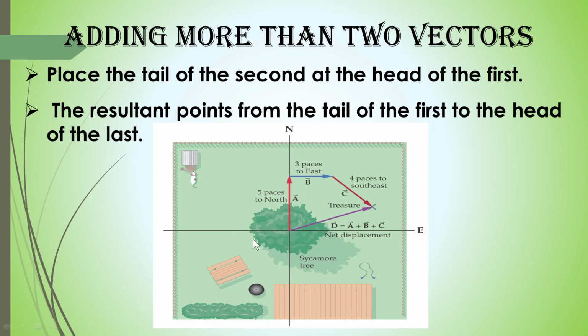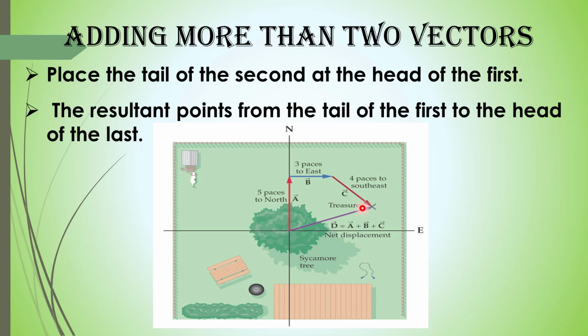Okay, so if we are having more than two vectors, then what we will do, you can see that we are having this vector A, we are placing tail of second vector with the head of first. Okay, and then we are placing tail of third vector with the head of second, and this is our ending point, this is our starting point. We will draw the resultant from the tail of first vector to the head of last vector. So this resultant D is right now equal to A plus B plus C. Okay, so this resultant is equal to A plus B plus C.